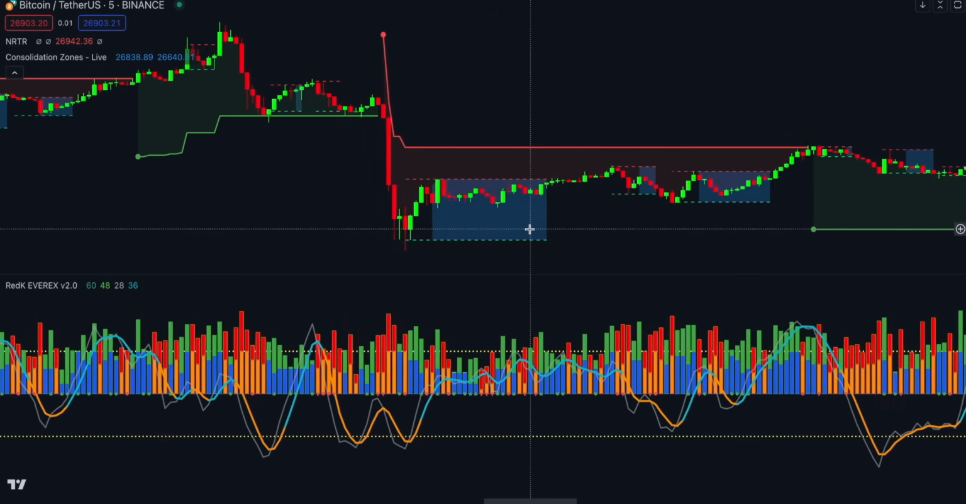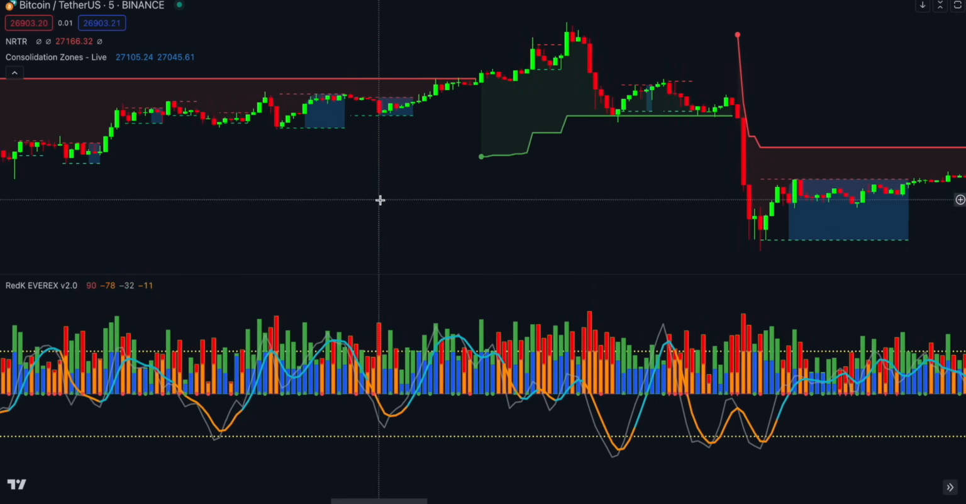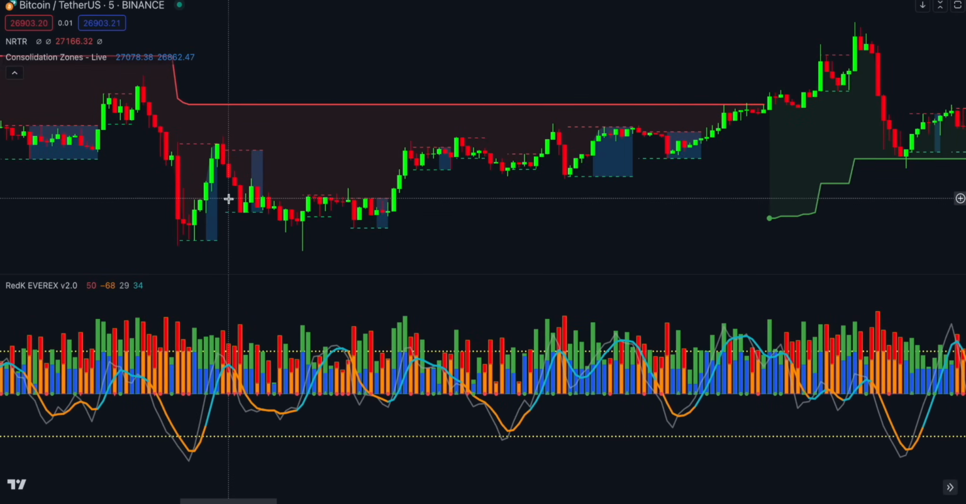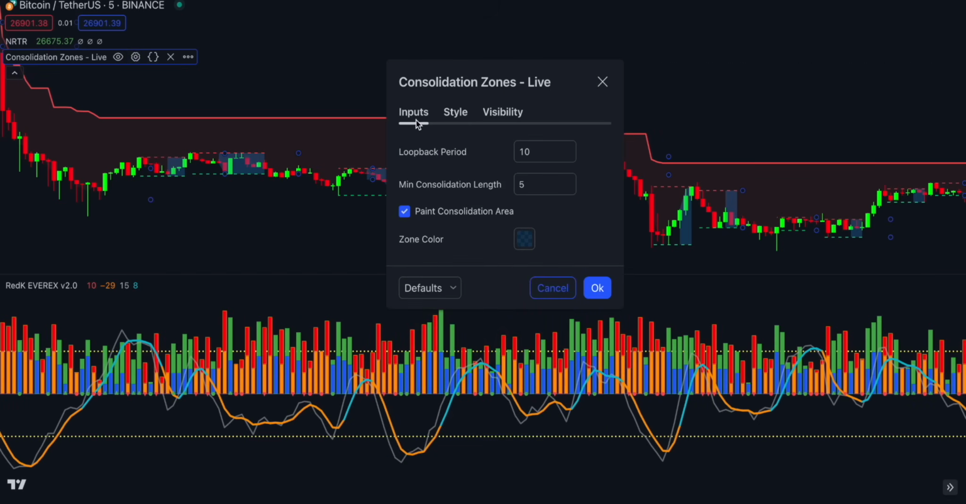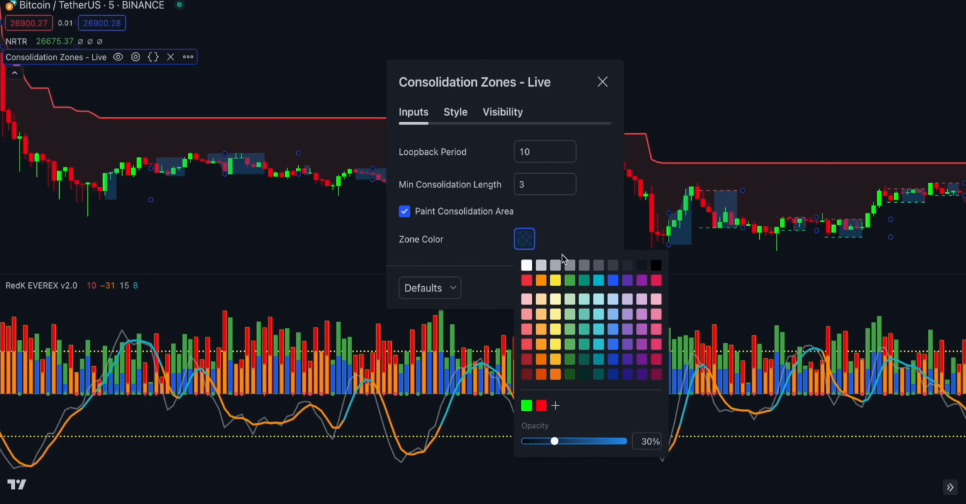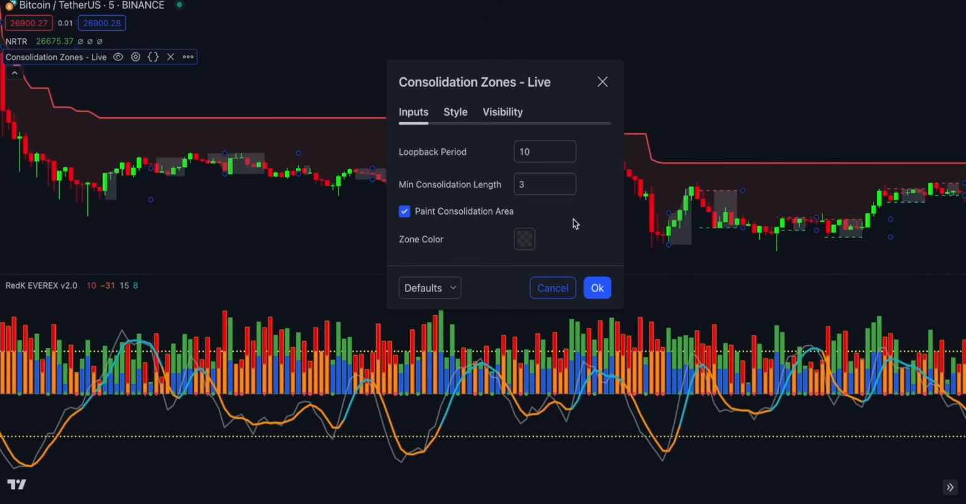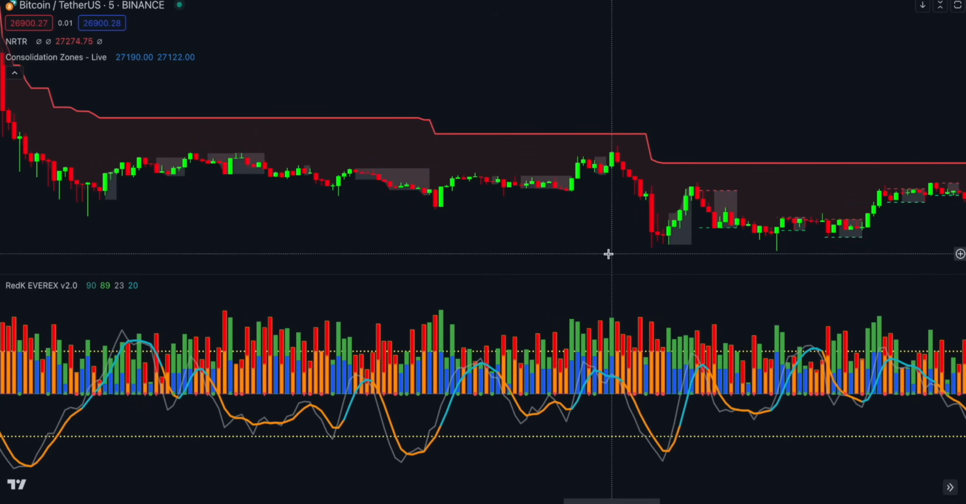What this indicator does, it finds consolidation zones in real time. In simple words, these are no trade zones or times when the trading volume is very low. Before you start using it, open the inputs and change this value to 3. You can also adjust the color of these zones. Let's make them gray. Now take a look at the next examples of how you can buy with this strategy.